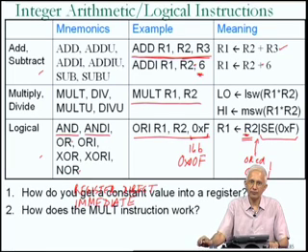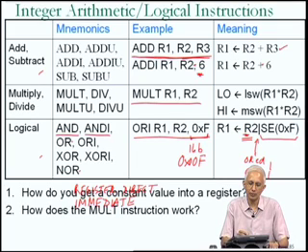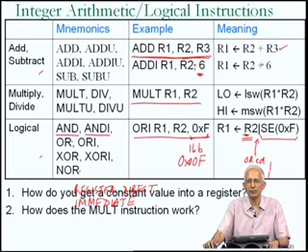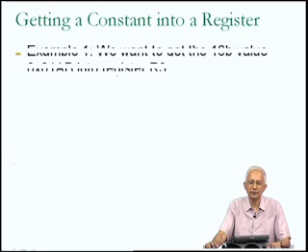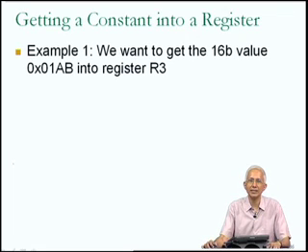Okay, but before coming to that, I wanted to say a few words about how to use these instructions for a specific objective. The objective I am going to target is, let us suppose that I want to get some constant value into a register. How do I do that? That is the question we will address: getting a constant into a register using the MIPS 1 instruction set. We will look at two separate cases. First, let us suppose that I want to get a 16-bit value, this specific 16-bit value, hex 01AB, into register R3.